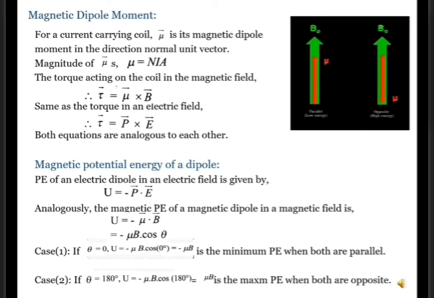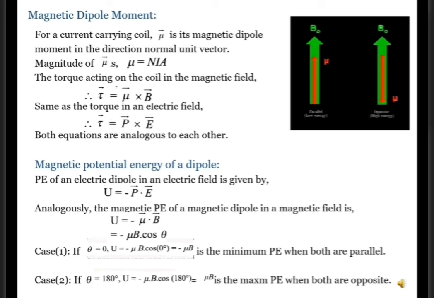The torque which causes the rotation of the coil in uniform magnetic field B bar will be represented by the equation τ equal to mu B sin theta. Theta is the angle between mu bar and B bar. Therefore, we can write the vector form of above equation as tau bar equal to mu bar cross B bar. Torque on an electric dipole exerted by an electric field E bar is given by tau bar equal to P bar cross E bar. These two equations are analogous to each other.